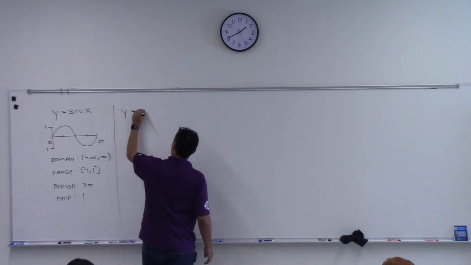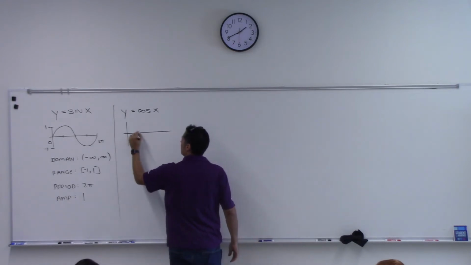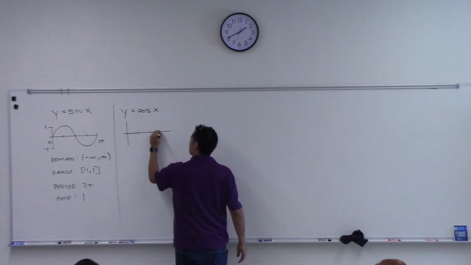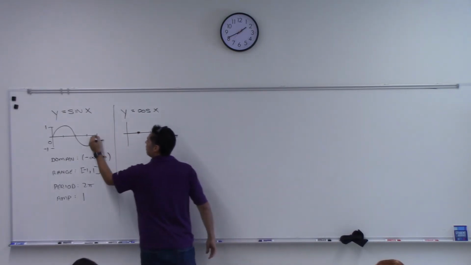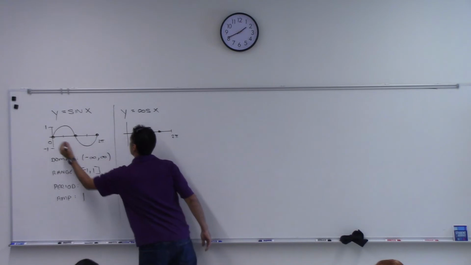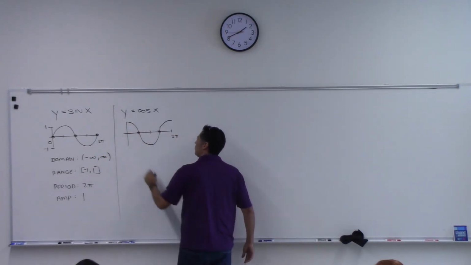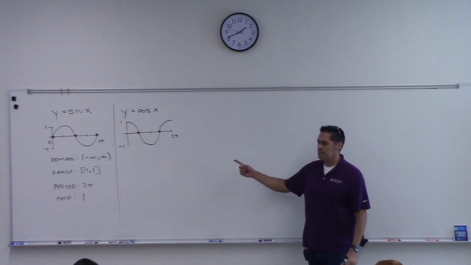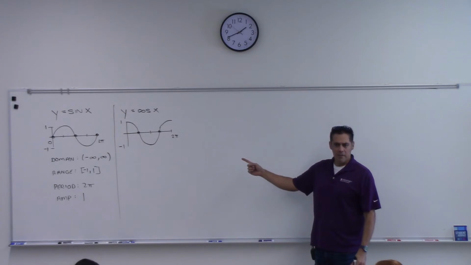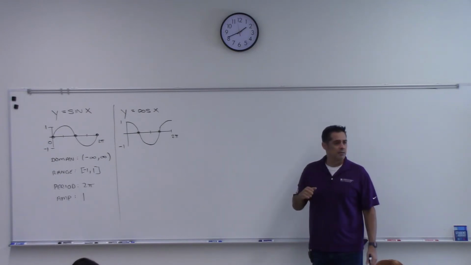How about cosine? Well, the only difference here is a slight difference in our picture, right? We have x-intercepts here instead of here. And it goes like this, down, back up. That's 1, this is -1. So what's the domain of this? Everything, right? What's the range? -1 to 1 again, right? What's the period? 2 pi.